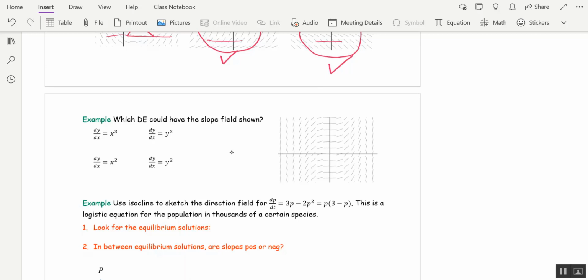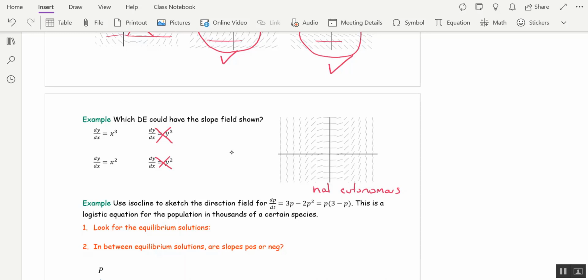Let's look at this slope field. Is it autonomous? No, because if I look at the horizontal lines, slopes on horizontal lines are not constant. So this is not autonomous. So automatically I can 86 this guy and this guy, because those are both autonomous differential equations. All right, so now we only have 2 left to choose from.